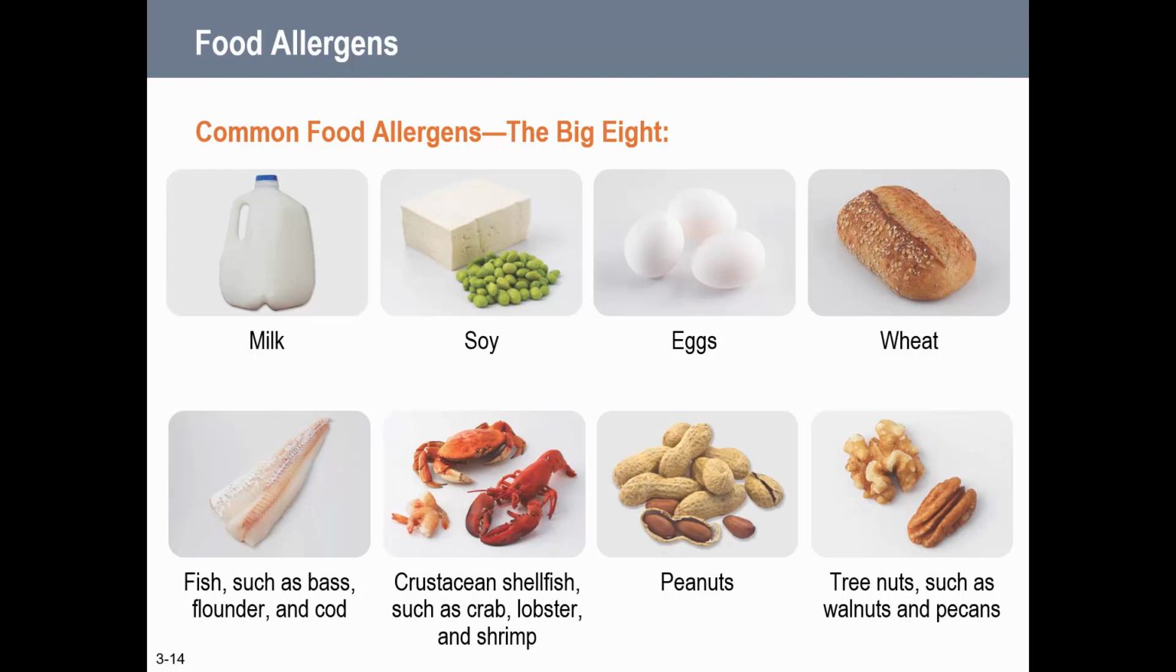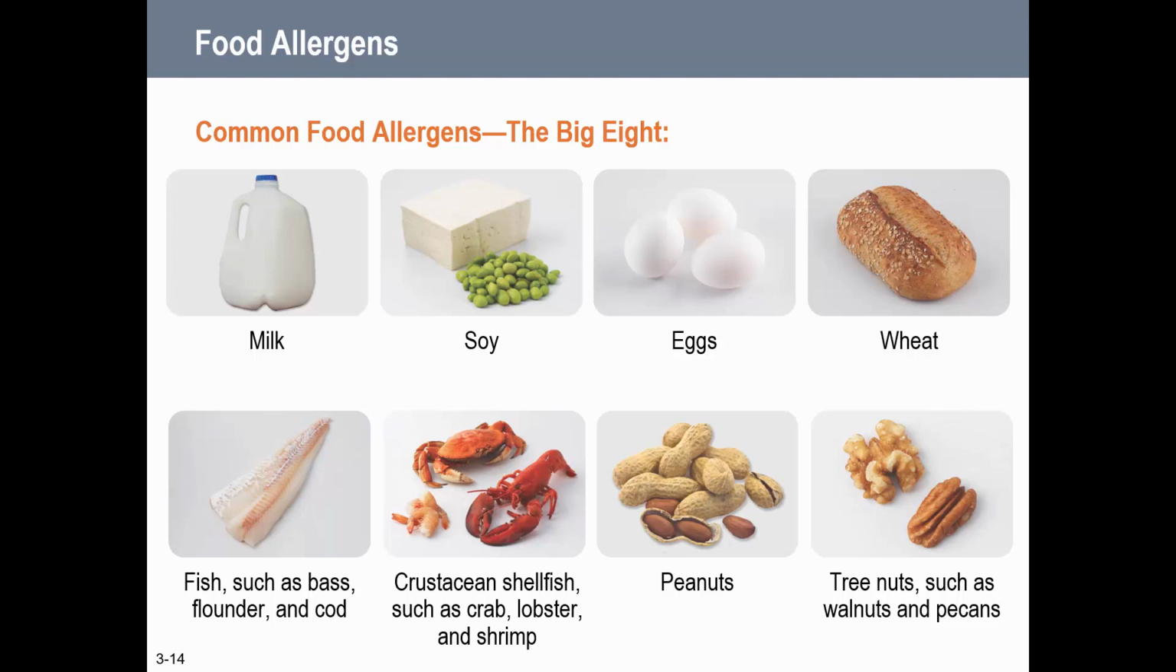We have 8 common food allergies that are classified as the big 8. These are the ones that have to be on all the food labels, clearly identified if a product contains these. Those are milk, soy, eggs, wheat, fish, shellfish, peanuts, and tree nuts.